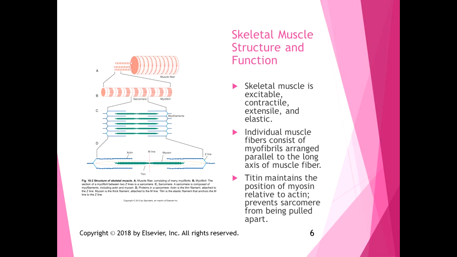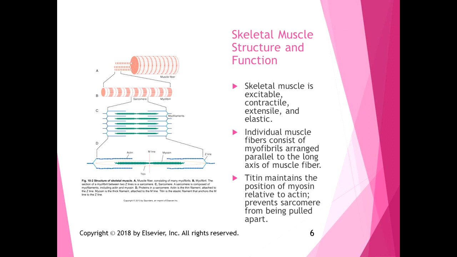So just a little bit of a review of skeletal muscle structure and function. Skeletal muscle is excitable, contractile, extensile, and elastic. And all of those characteristics of skeletal muscle are important to its function. Each individual muscle fiber consists of myofibrils arranged parallel to the long axis of the muscle fiber, and those myofibrils are made up of individual sarcomeres. Sarcomeres are the base unit of muscle.